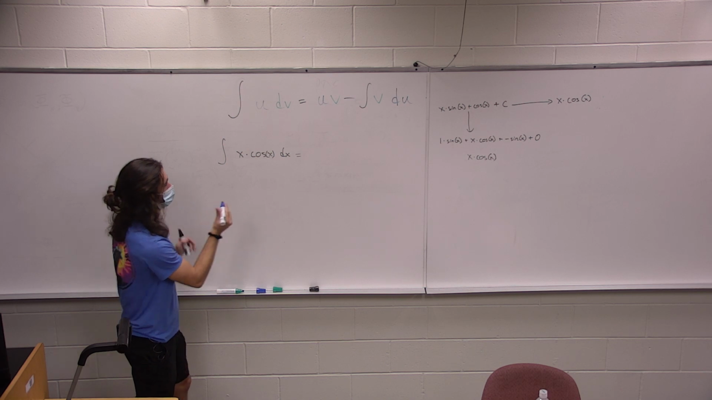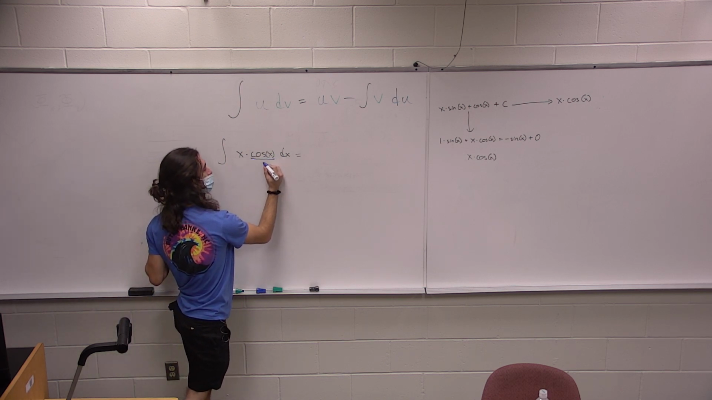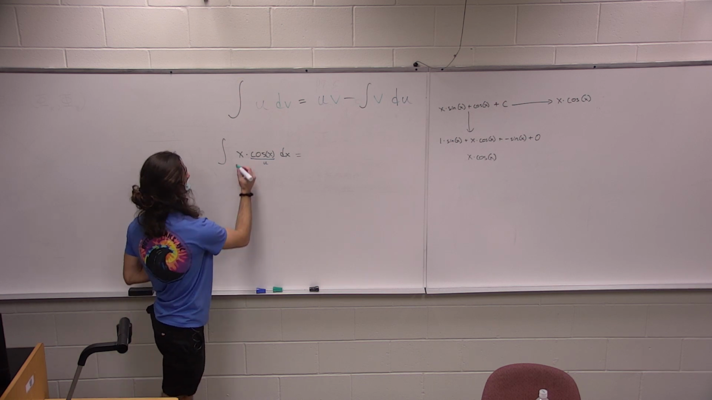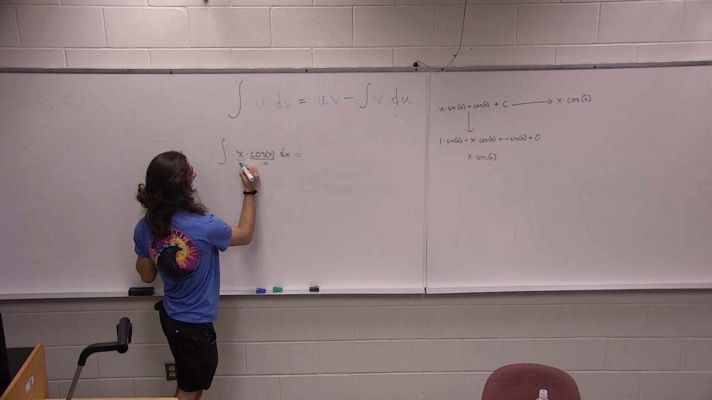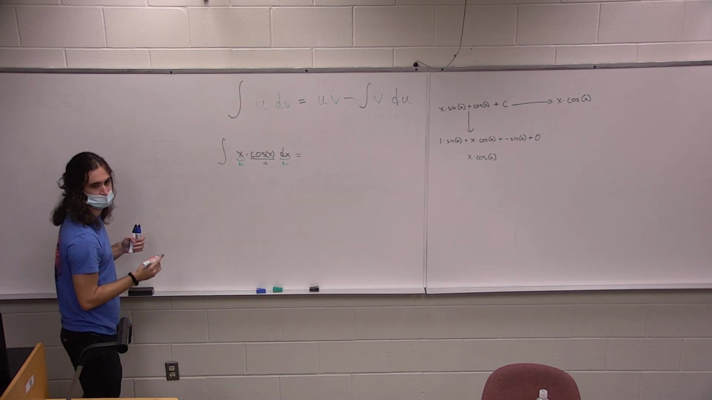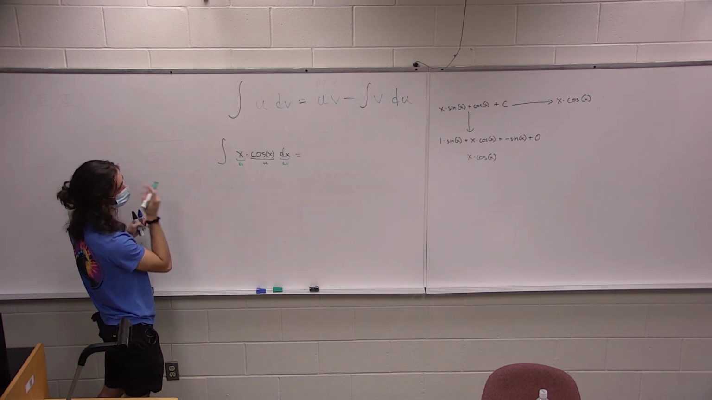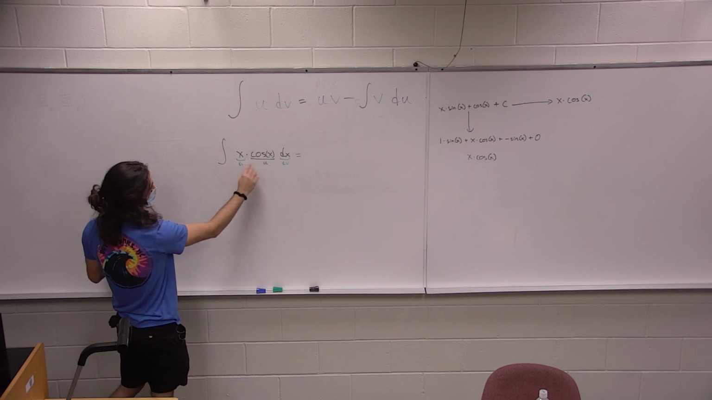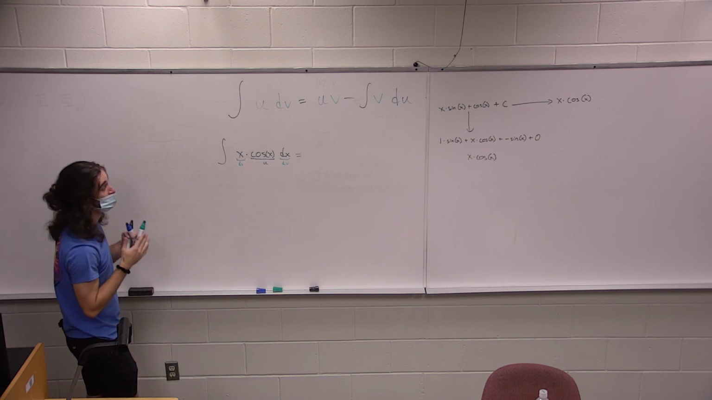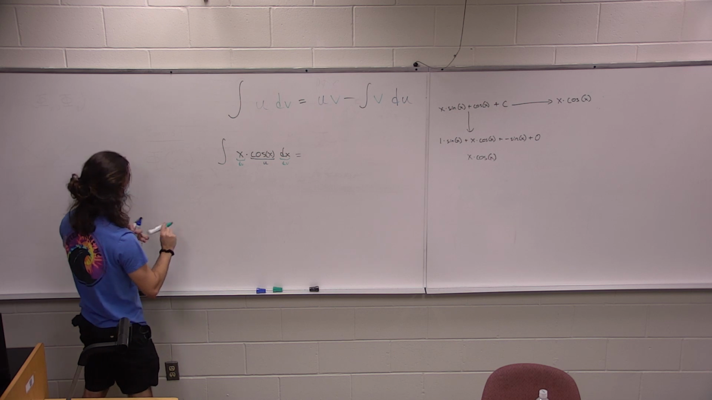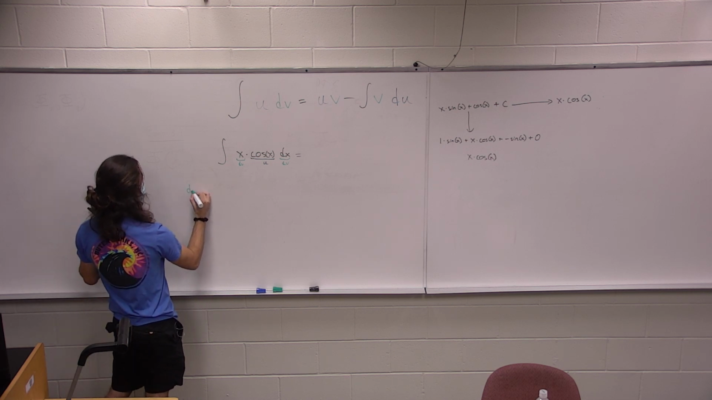What if I had chosen to make this my u, and then the other stuff, x dx, to be my dv? That's also a valid way. Either way, you're just saying this is the product of two things, and that's the product of two things. So there are multiple ways to look at it as the product of two things. If we look at it this way, here's what results.